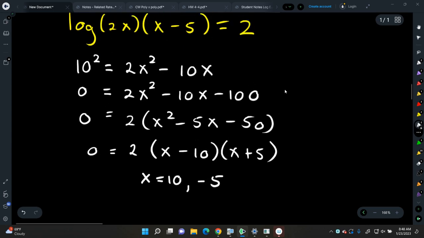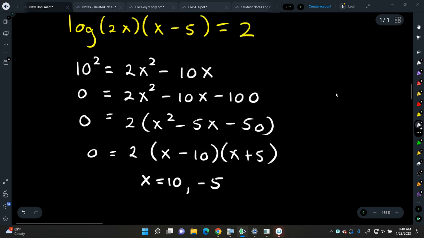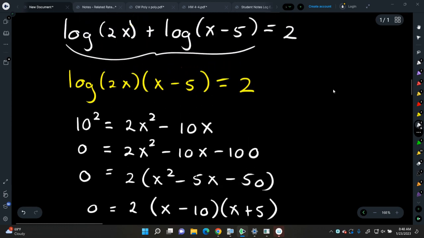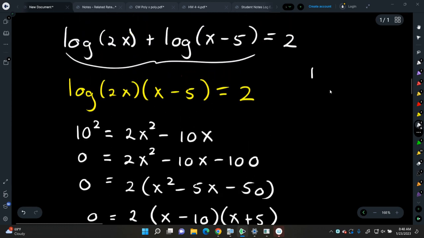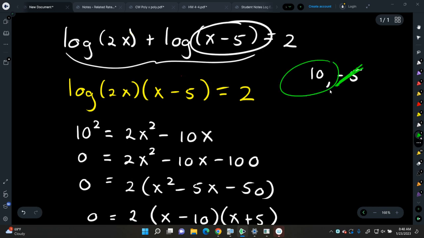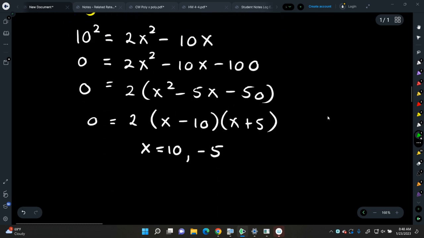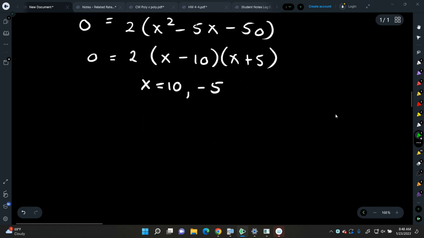So if we look back at the original problem, make sure you go back to the original. We're looking at 10 or negative 5. So we can see because of this log here, the negative 5 will not work. So my answer is just 10. Make sure you go back to the original problem when you're checking it.